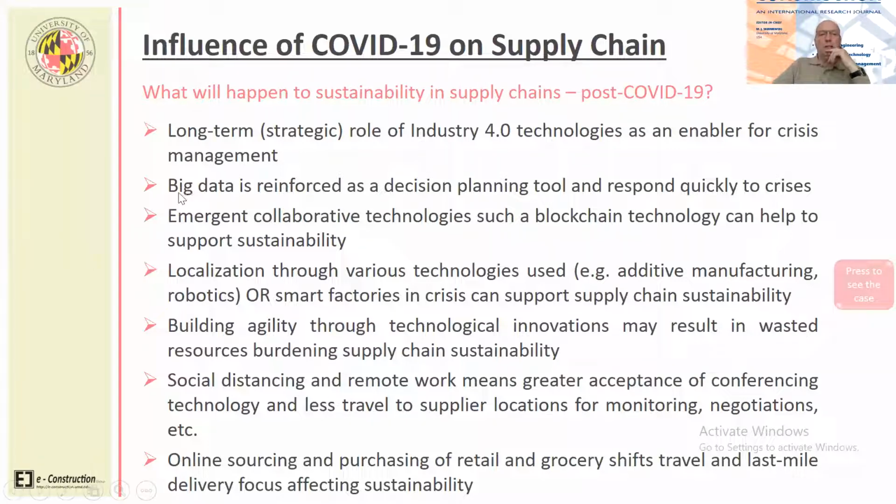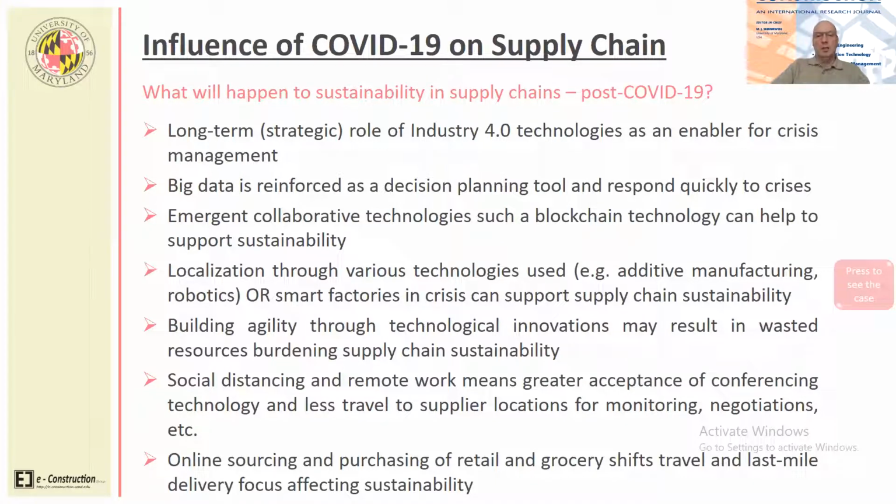So big data can be reinforced as a decision planning tool, and quickly respond, or allow us to respond to crisis. Big data management for the construction industry is just something that a lot of researchers are getting involved in, and a lot of consulting companies are very interested in that subject as well.